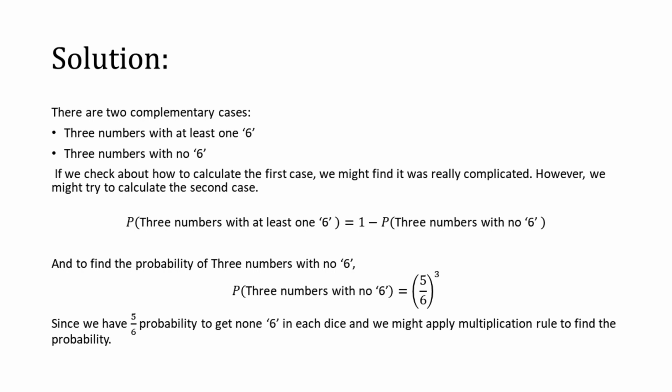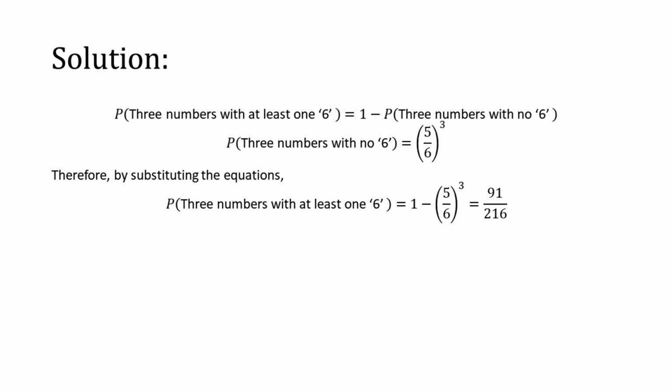By the multiplication rule that we have just mentioned, the probability of result without 6 is 5 over 6 whole cubed. Then finally, with the 2 equations and probability we have just found, we may substitute them, and with some simple evaluation, we might get the final probability is 91 over 216. Now, you all can try to use a similar way to deal with the extension problem.